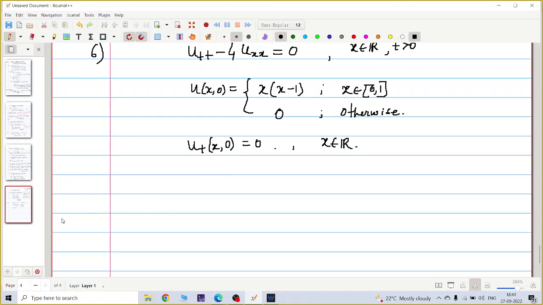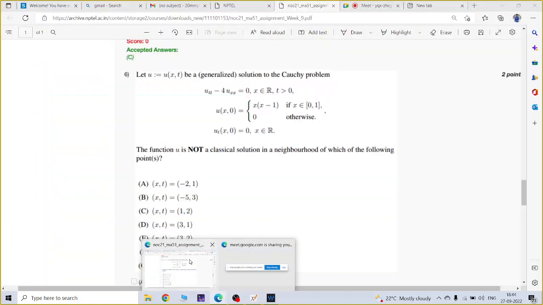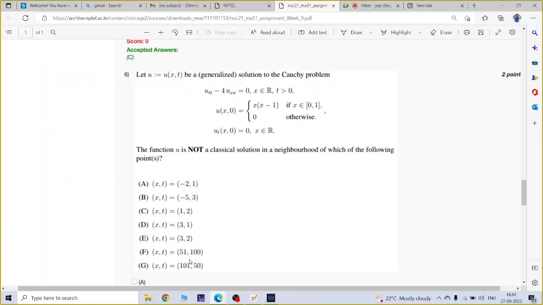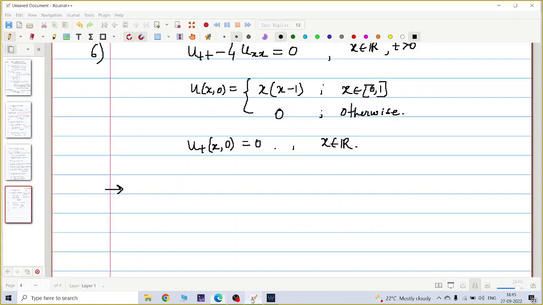So see, you have to find for which of the following points. Let me show you the question. Which one of the function is not a classical solution in the neighborhood of which of the following points? Not a classical solution means it has some singularity. So you have to find in which points these have some singularities. So you know that singularities of the solution travel along the characteristic line. Okay, so let me write this line, that singularities travel along the characteristic line.